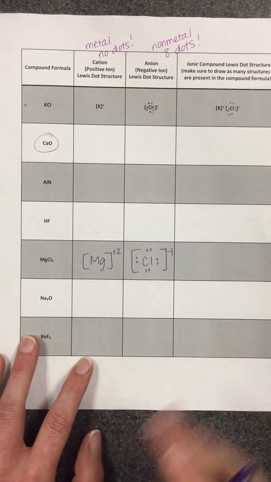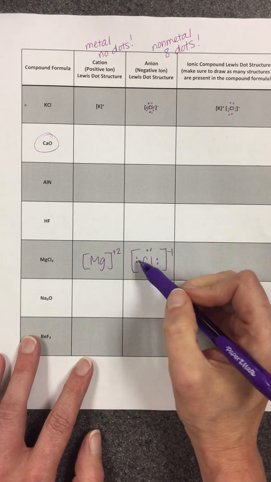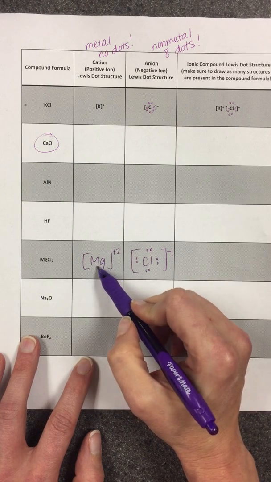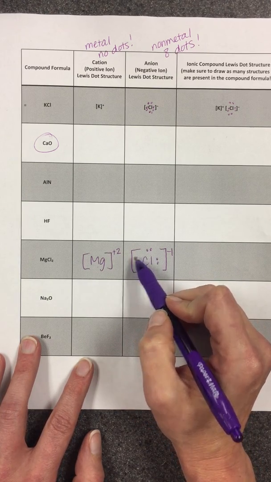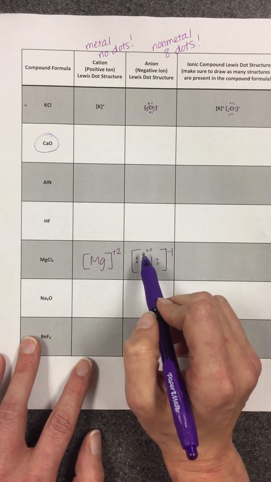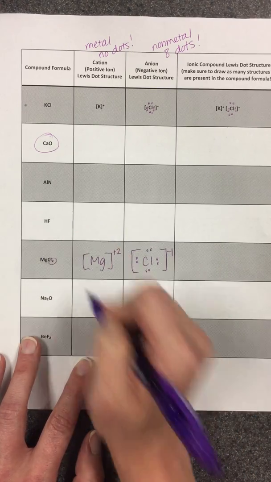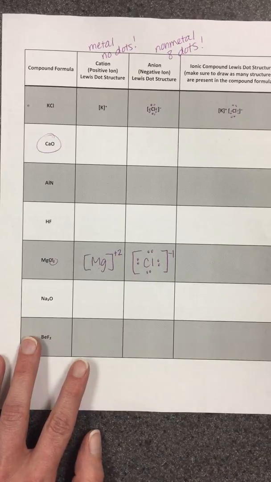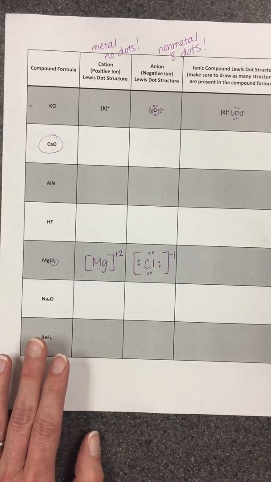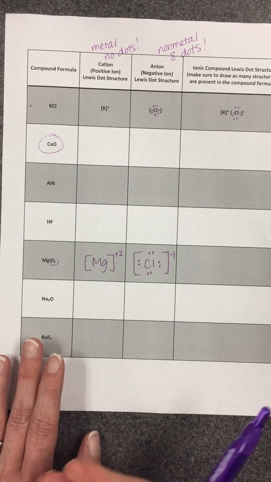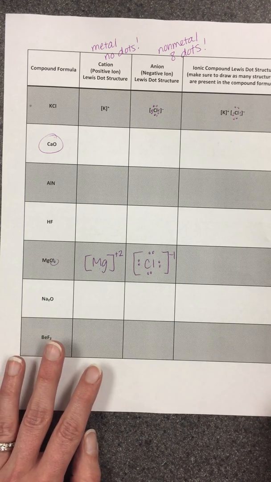And if you notice, here's the thing. Chlorine accepted 1 electron, but magnesium gave up 2. How can chlorine accept only 1 electron if there are 2 being given off by magnesium? Well, that's why there's 2 chlorines. Each chlorine is going to accept 1 electron from magnesium. Magnesium is going to give up 2 electrons, so we need 2 chlorines.